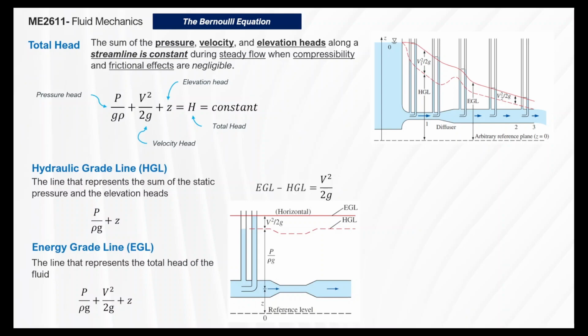In idealized Bernoulli type flow, the EGL, or energy grade line, is horizontal, and its height remains constant. But this is not the case for the HGL when the flow velocity varies along the flow. And normally, when the pressure is 0, the hydraulic grade line will intersect at that. So at the outlet, you would see that the hydraulic grade line would go where pressure is 0.